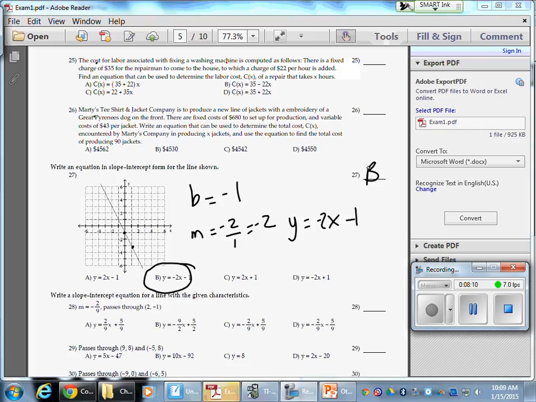All right, I'm going to start right there. I've got to run to the office. I will pick up with number 28 when I get back.